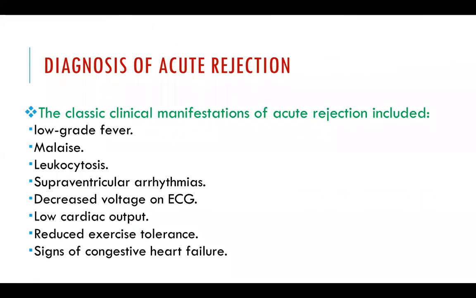Diagnosis of acute rejection. The classical clinical manifestations of acute rejection include low-grade fever, malaise, leukocytosis, supraventricular arrhythmias, decreased voltage on ECG, low cardiac output, reduced exercise tolerance, and signs of congestive heart failure.